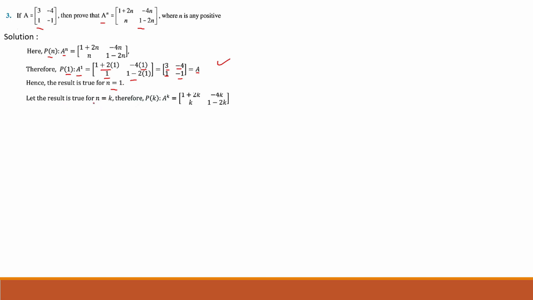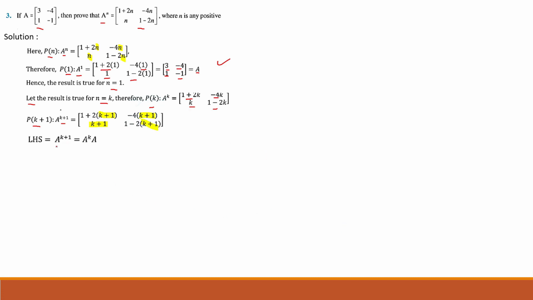Now we assume that the result is true for n is equals to k. So therefore P of k is equals to A raised to k is equals to 1 plus 2k, minus 4k, k and 1 minus 2k. And for the last step, we have to check for n is equals to k plus 1. That becomes A raised to k plus 1 and सारे elements में जहाँ पर n है, we'll substitute k plus 1. Now taking left hand side, A raised to k plus 1.